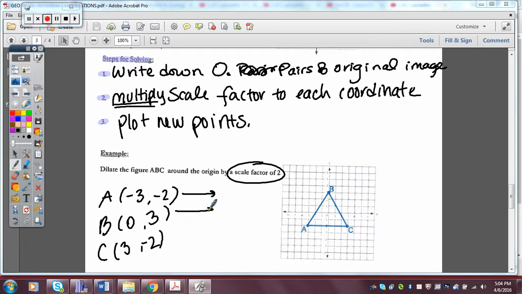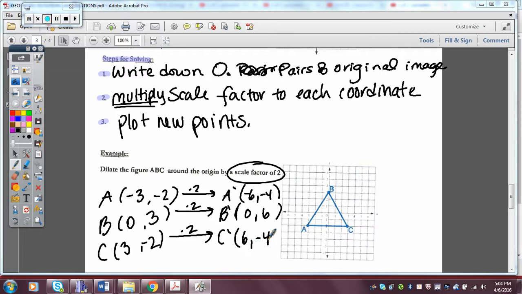So now I'm going to apply the scale factor to each. Multiply by 2, multiply by 2, multiply by 2, and that gets me A prime, B prime, and C prime. So when you multiply A by 2, you multiply both. So it would be negative 6, negative 4. B prime would be 0, 6. C prime would be 6, negative 4. So go ahead and plot them. Negative 6, negative 4, that's A prime. 0, 6, B prime, C prime, 6, negative 4. Connect my dots.